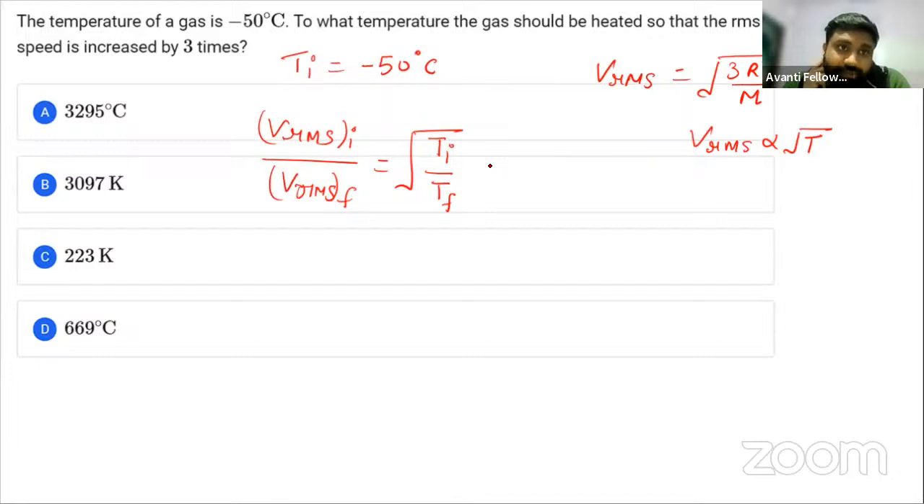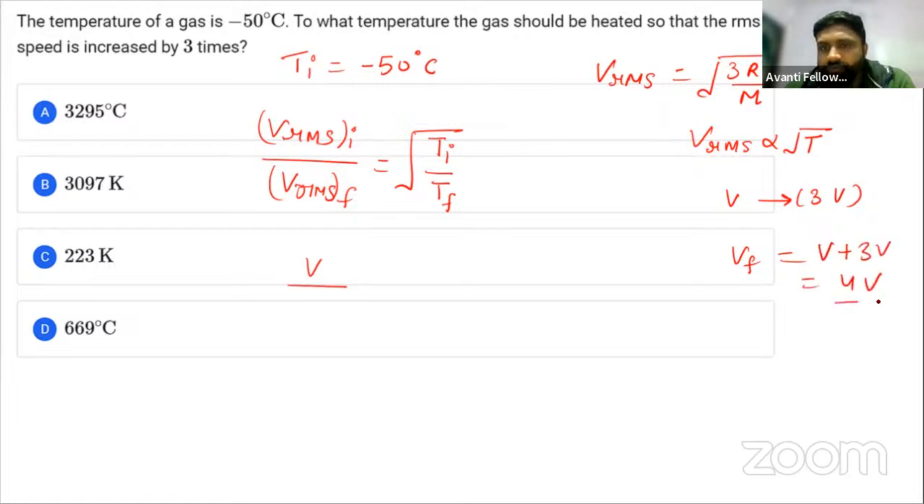So option A you are saying? We see, is it correct or not? And it's very good that you are solving the questions. So VRMS initial is, let's say, V. We assume it is V. Now this value is increased by 3 times. Initially it was V and then it has increased to 3V. Okay, V to 3V. What is the V final? It will be V plus 3V, which is equal to 4V.